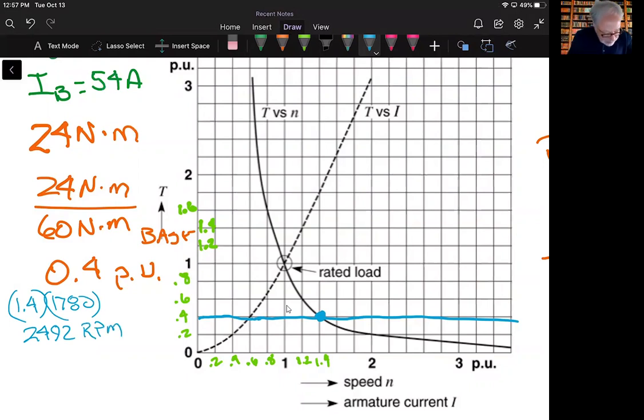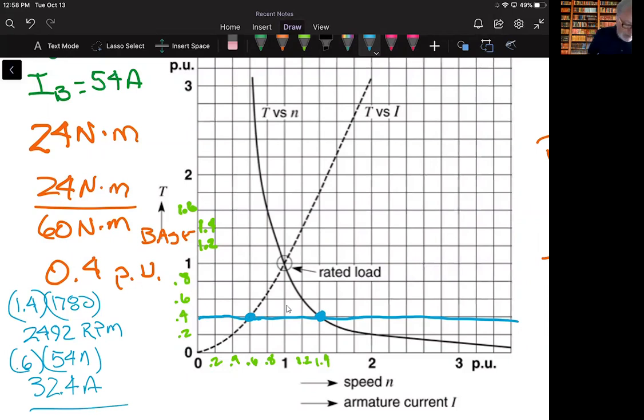And so the second thing it asked me to find would be the current. And the current at that point is 0.6 per unit. All right, so I've got 0.6 per unit. I have a base of 54 amps. 0.6 times 54 gives me 32.4 amps drawn at that particular point.